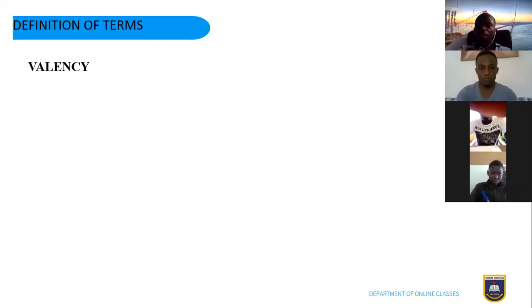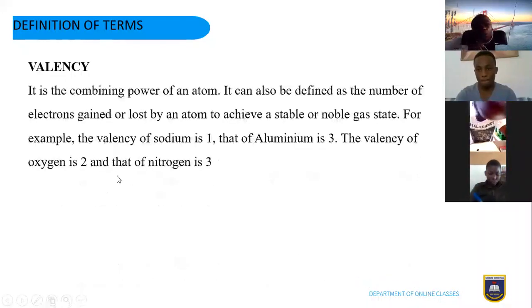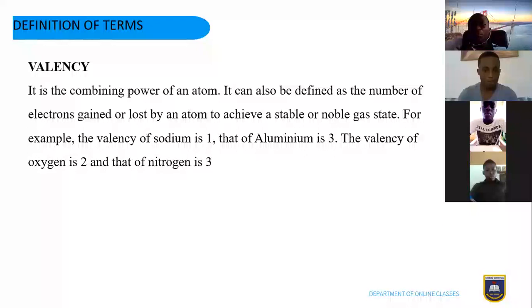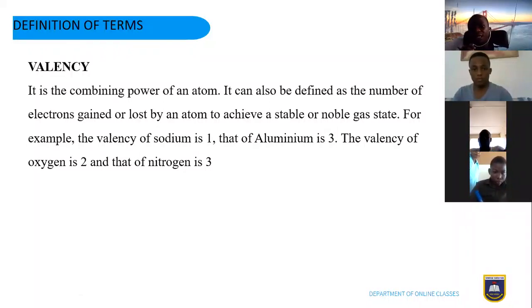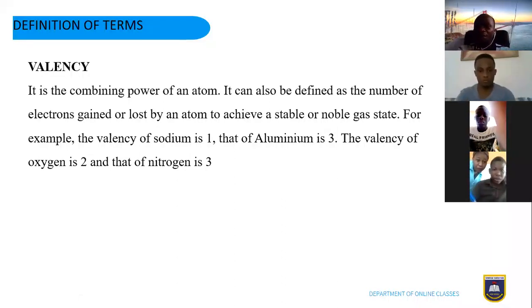That's good. That's what you're taught from JHS. So from JHS, you were told that valency is the combining power of an atom of an element. That's right. It can also be defined as the number of electrons gained or lost by an atom to achieve a stable or noble gas state. So for secondary school, this is what we add on to it. JHS is the combining power of an atom or of an element.